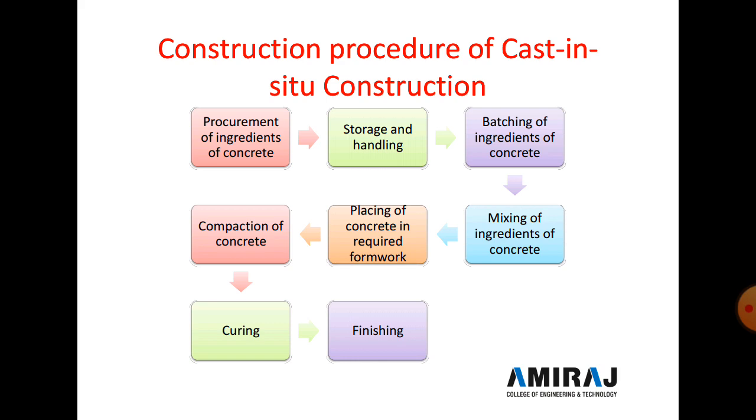So how do we compact the concrete? Here we use different types of vibrator, like a needle vibrator, surface vibrator and formwork vibrator. All the types of vibrator are used in different work. After compacting the concrete, we remove the formwork after some days, as per the Indian standard, and then curing is required for 28 days. After curing, we do the final finishing work. So these are the construction procedures of cast in situ construction work.